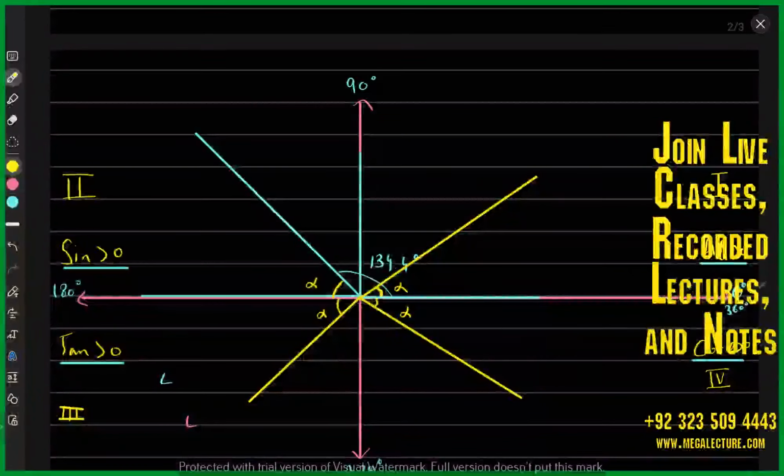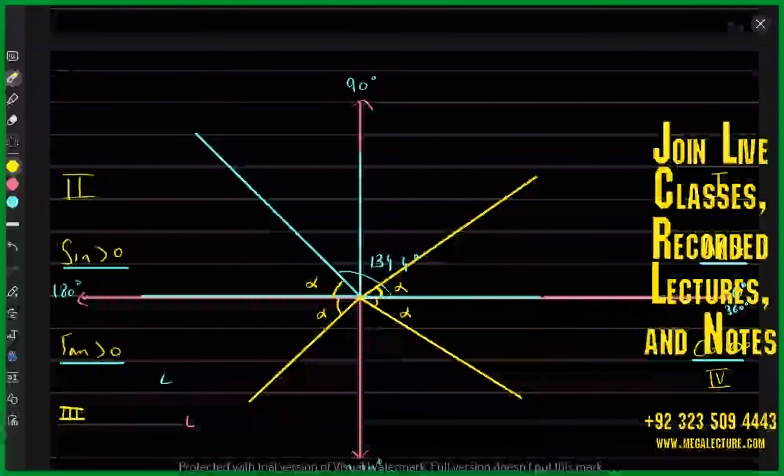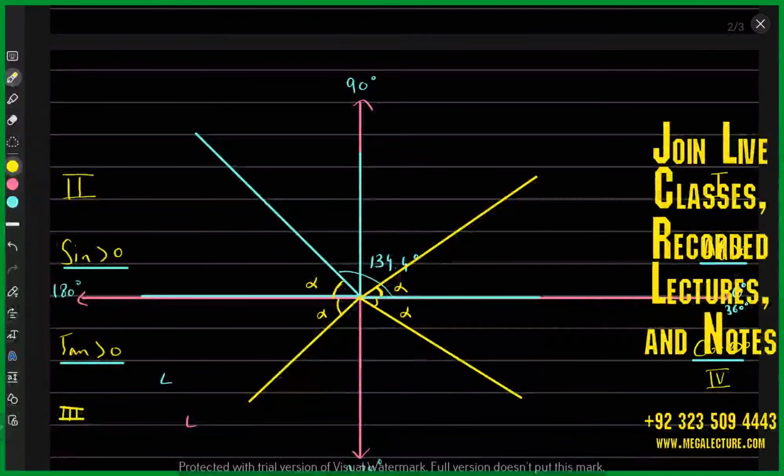Okay, so by now you know three things. Number one, we have four quadrants. Number two, how exactly these quadrants are laid out. Like you have 0 degrees, you have 90, you have 180, the basic geometric principles.